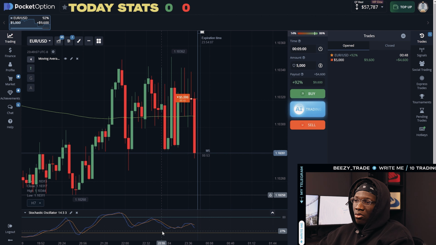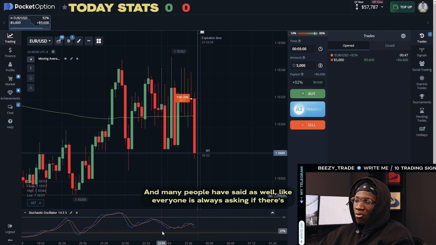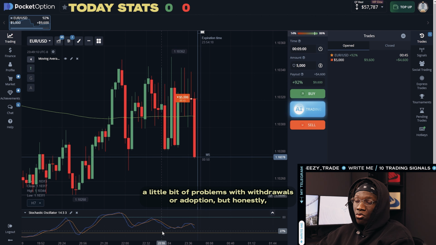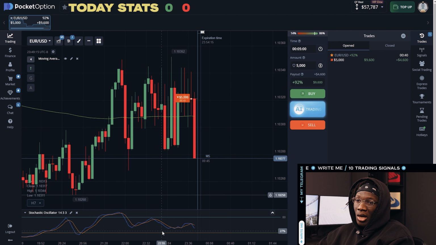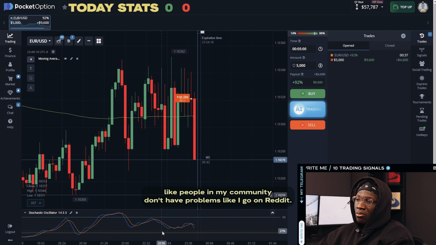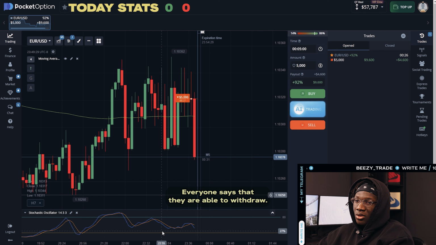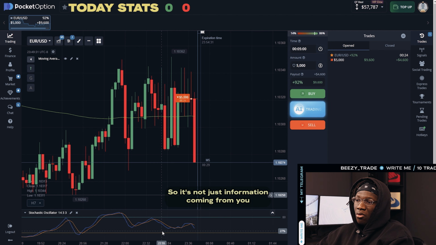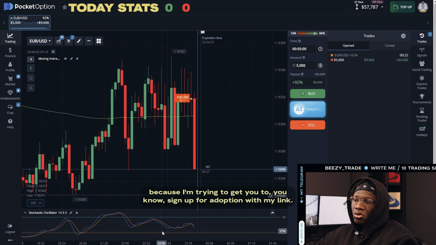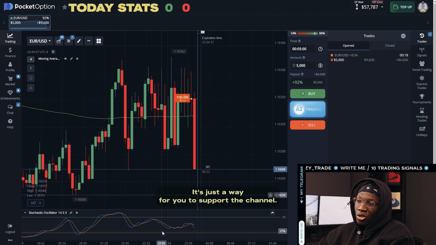As far as I know, and many people have said as well, everyone's always asking if there's a little bit of problems with withdrawals with Pocket Option, but honestly, I haven't seen anyone have problems. People in my community don't have problems. I go on Reddit, the binary options Reddit page, and everyone says that they are able to withdraw. So it's not just information coming from me because I'm trying to get you to sign up for Pocket Option with my link. It's just a way for you to support the channel.